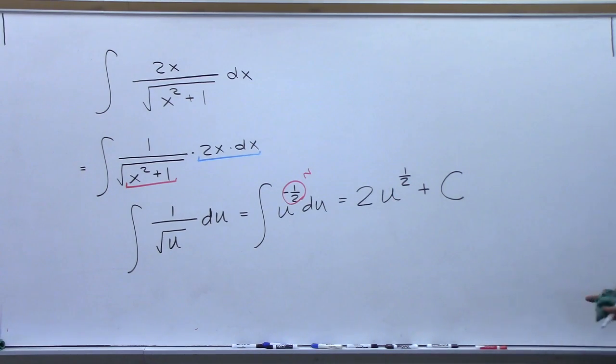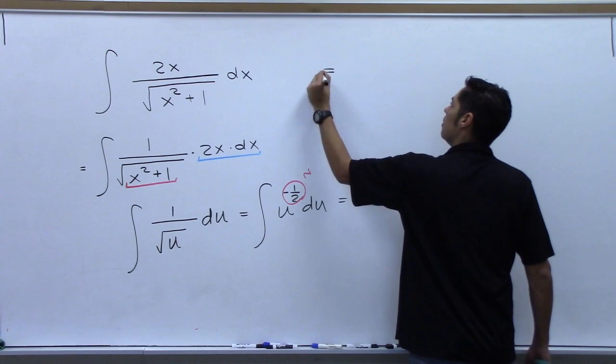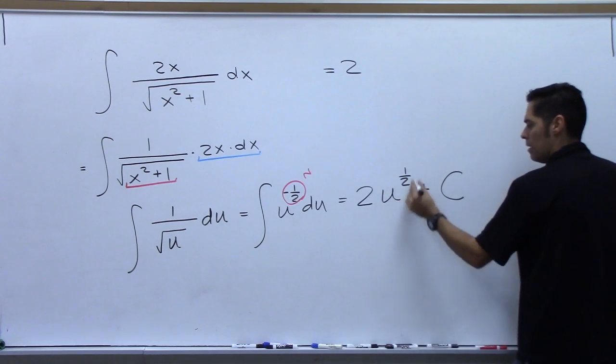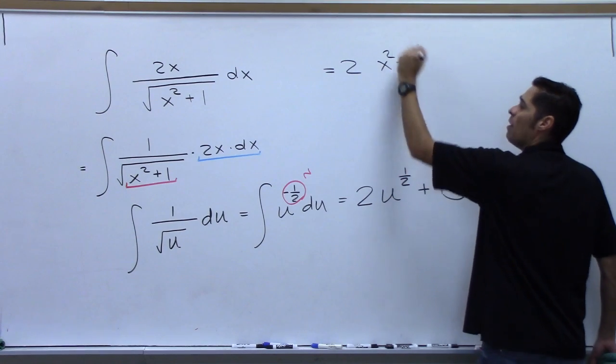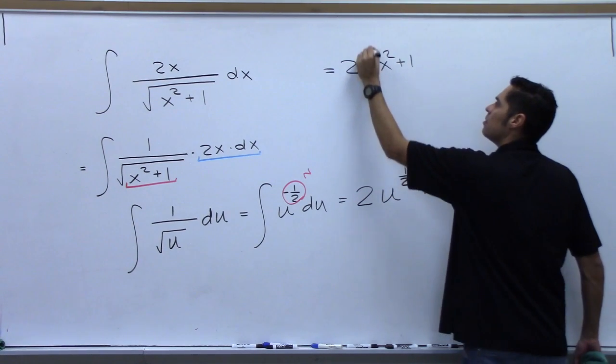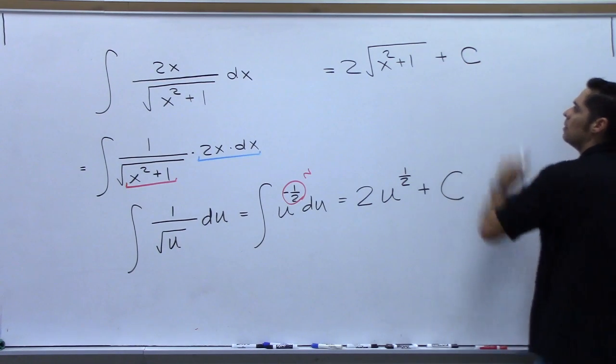Are we done? No. Nope. You have to always go back, right? Switch back what was u. So this is going to be equal to 2 times x squared plus 1. u was x squared plus 1 to the 1/2, right? But that's the same as the square root. And then plus c. That's it.